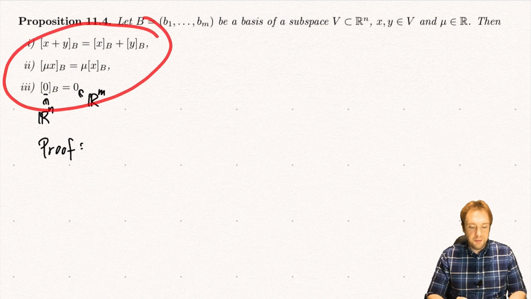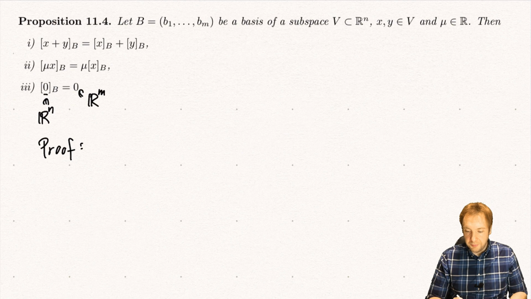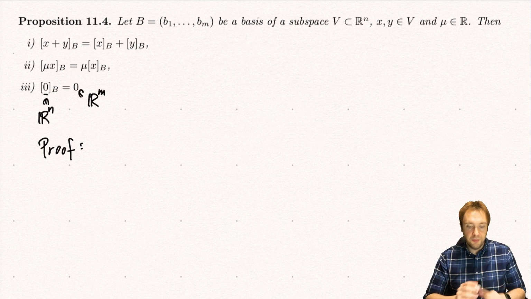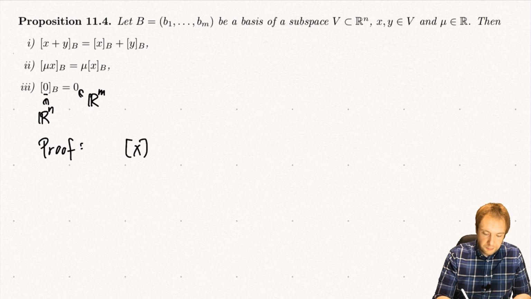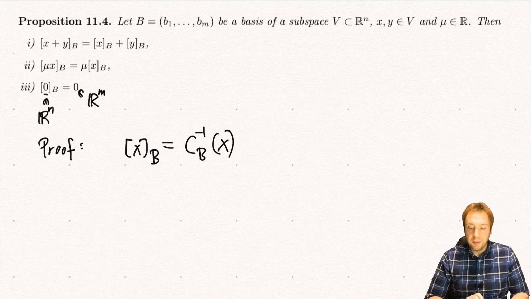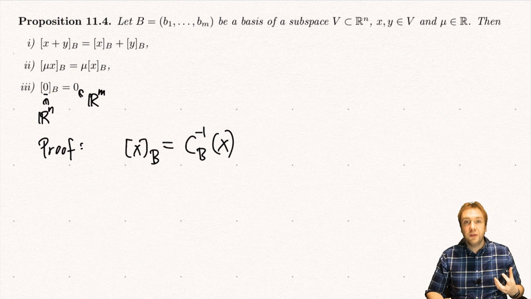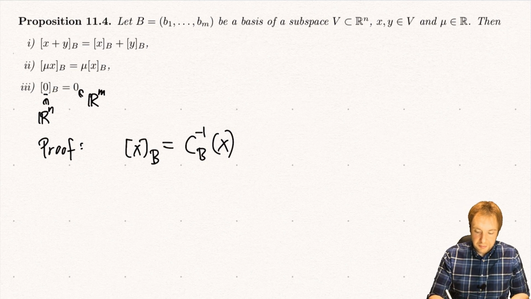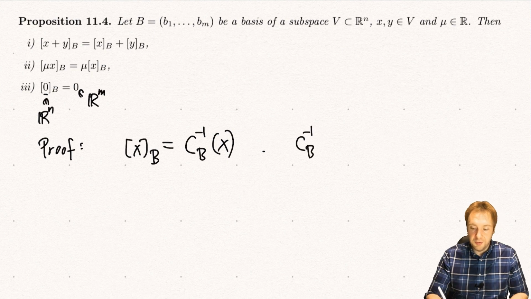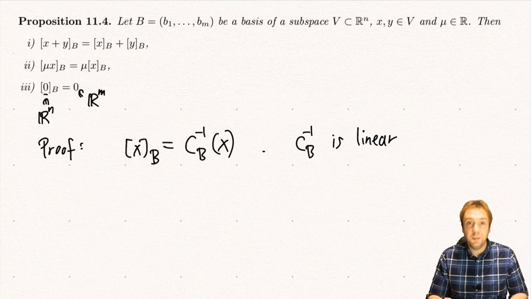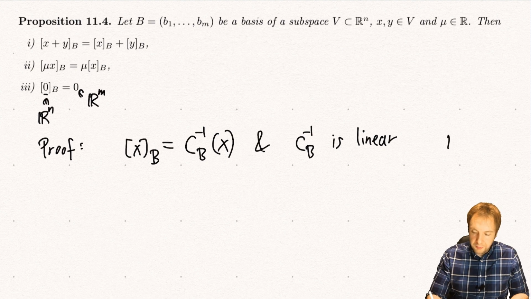And the proof of this, well, if you look at this, you might say, oh, well, this looks like the condition of a linear map. And this is true because, as we saw before, the coordinate vector is exactly just the inverse of the coordinate map. And we learned CB, the coordinate map, is a linear map. And we also learned that if we take the inverse of a linear map, then this is again a linear map. And therefore, because the inverse of CB is linear, these statements follow, because these are exactly the condition of CB inverse being linear. So this is the proof of this.